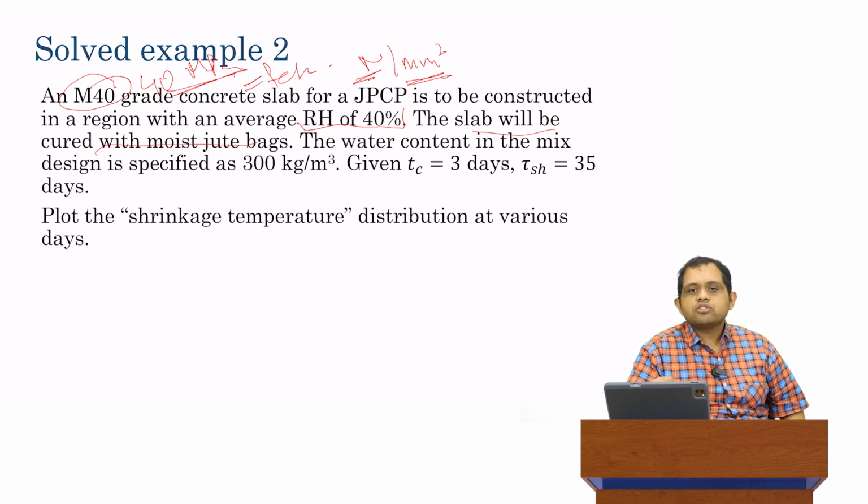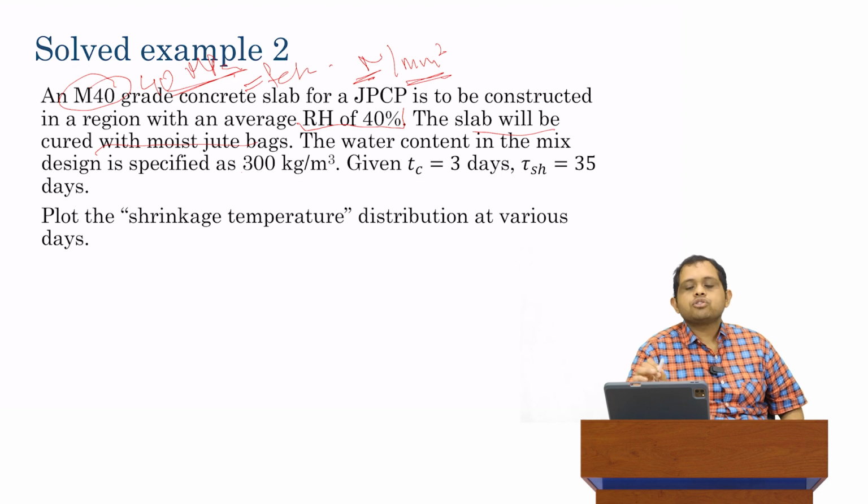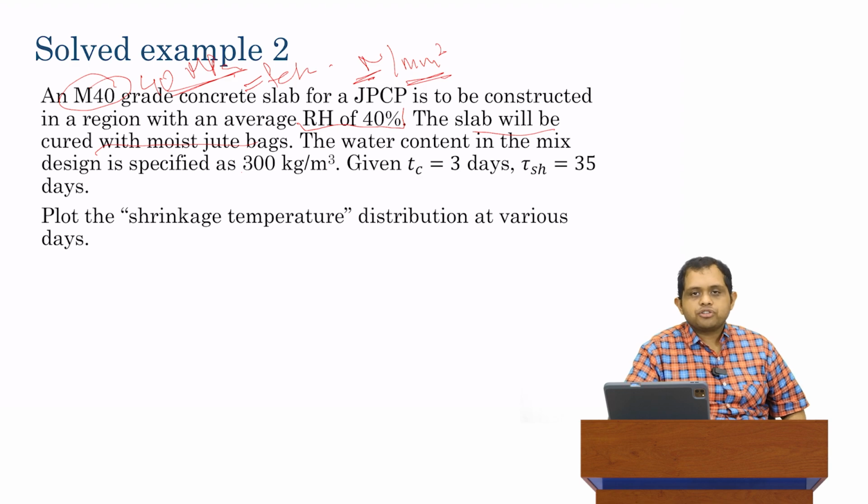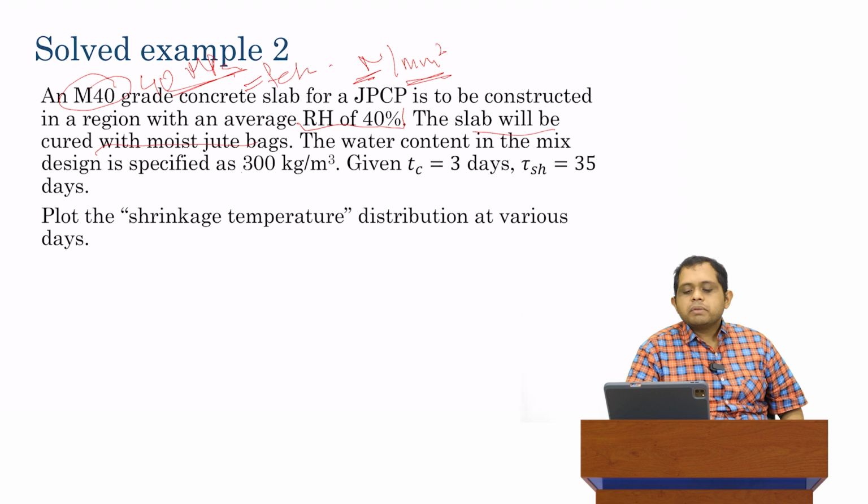If you recall from our previous lecture, we have several ways of curing. Well, we could not do any curing. That's one option. It's a bad option, but it's an option. We could do curing using these jute bags. That is, we have these wet jute bags, we place them over, and then we make sure the surface remains moist. We get a lot of variability in this case, but it's certainly an option. Another choice of curing would be using a curing compound, where we're using a chemical to lock in the moisture and prevent those moisture gradients from forming. Another option, for example, could be steam curing, but for pavements, it's generally not used. So the slab will be cured with moist jute bags. The water content in the mix design is specified as 300 kilograms per cubic meter.